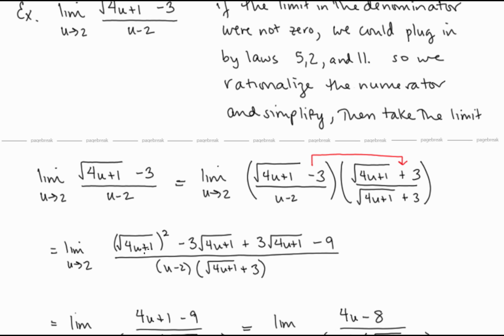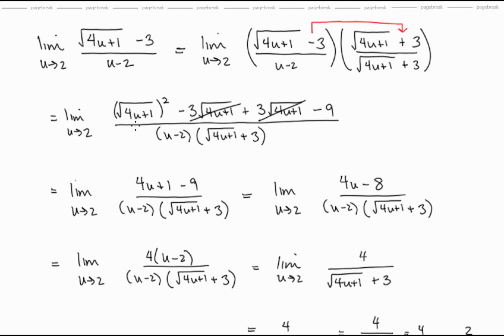We get radical 4u plus 1 quantity squared minus a 3 radical 4u plus 1 plus a 3 radical 4u plus 1, and then minus 9. So our middle terms are going to cancel here. Our radical and our square cancel each other, so we have 4u plus 1 minus 9 over u minus 2 multiplied by radical 4u plus 1 plus 3. And generally speaking, it doesn't pay to expand the denominators. It's usually the numerators that need to be expanded and simplified.